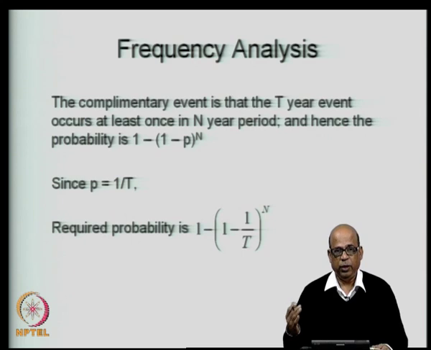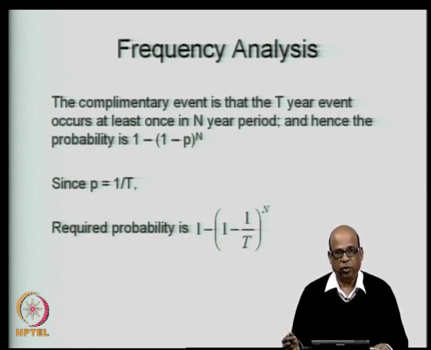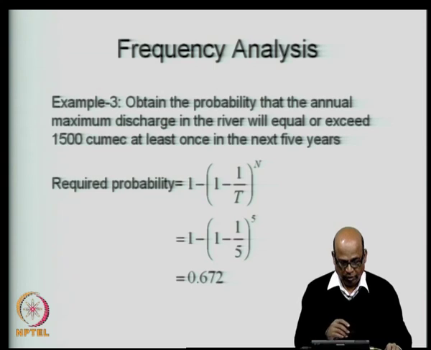That is, we may have built it for a 1000 year return period, but we would also be interested in getting the probability that the 1000 year return period event occurs in fact in the next 100 years, and that will give you a measure of the risk that you are taking in designing such a structure. So, we will use a simple example to drive home this point.